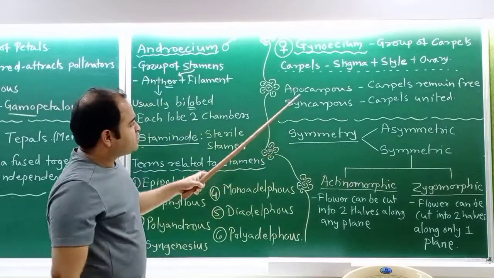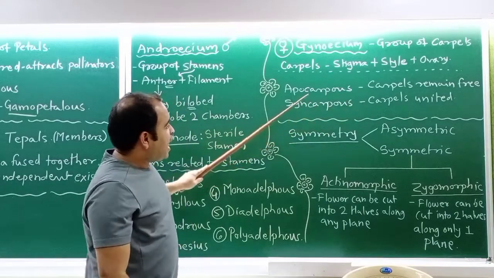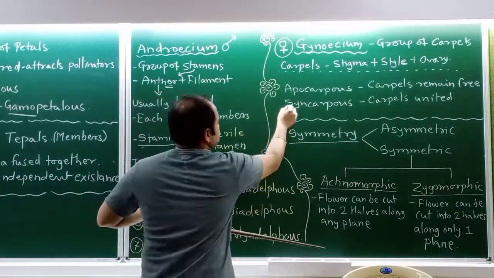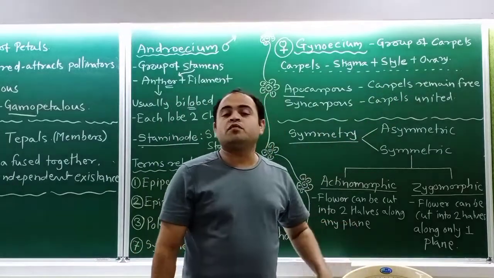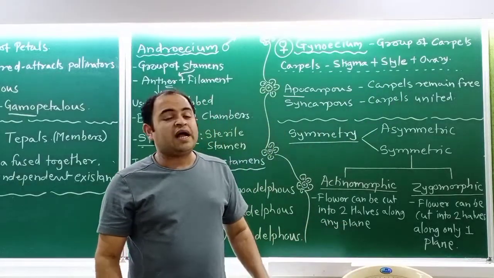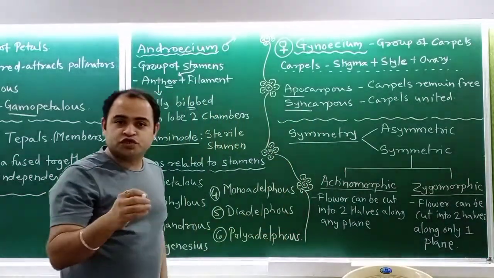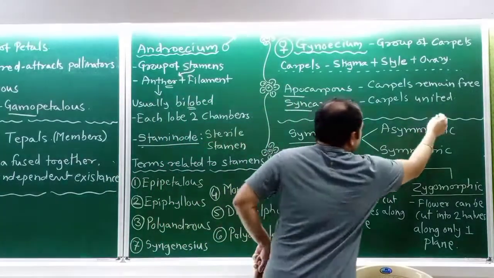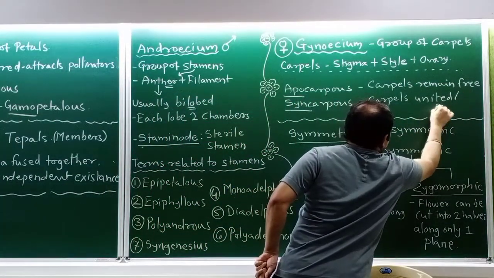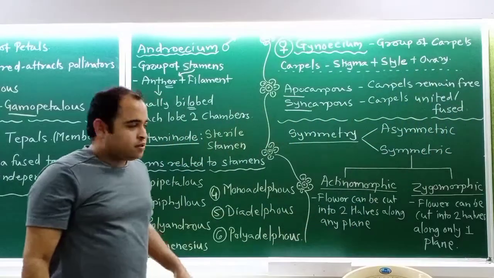There are two major terms, that is Apocarpous and Syncarpous. Apo means the carpels remain free from each other, and Syncarpous, syn means joining, fused. The carpels are united, or I can say carpels are fused. That is also possible.